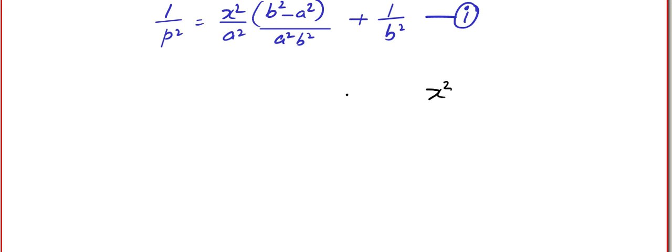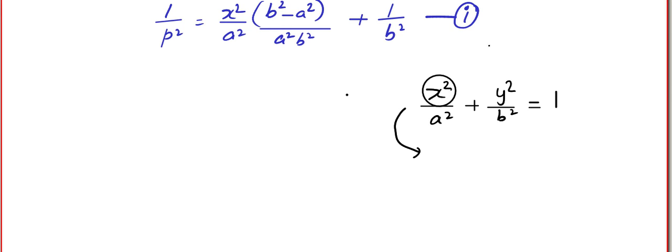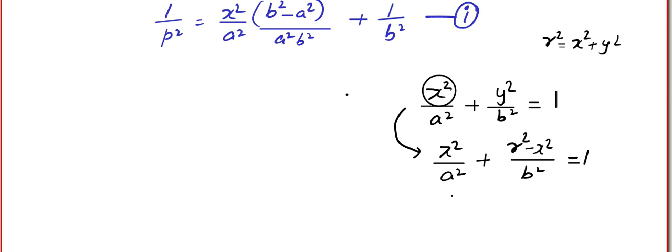Now again I am going to write x square by a square plus y square by b square is equal to 1. And this time what I am going to do is write x square in terms of r. So what can I do with y square? r square equals x square plus y square. So y square can be written as r square minus x square. Now let's take LCM: b square x square plus a square r square minus a square x square equal to a square b square.